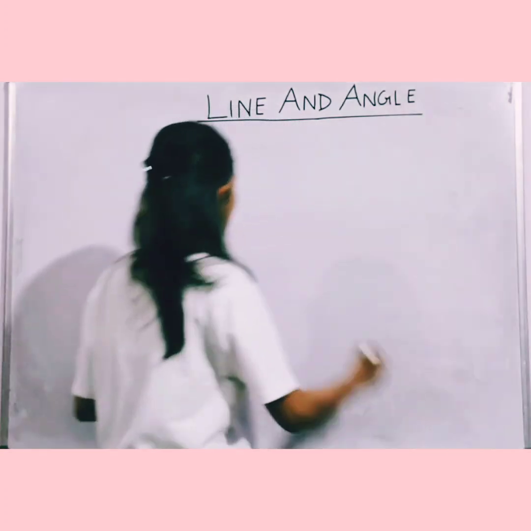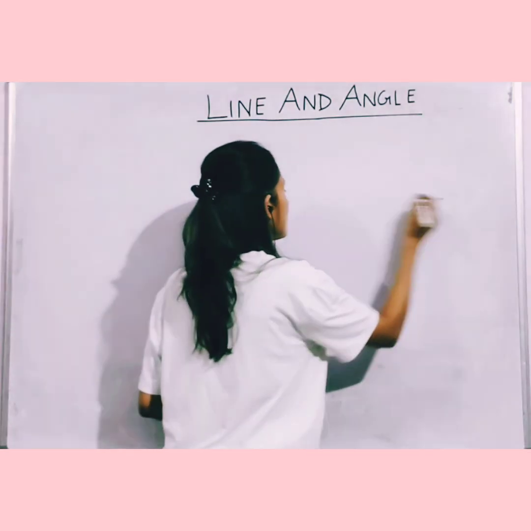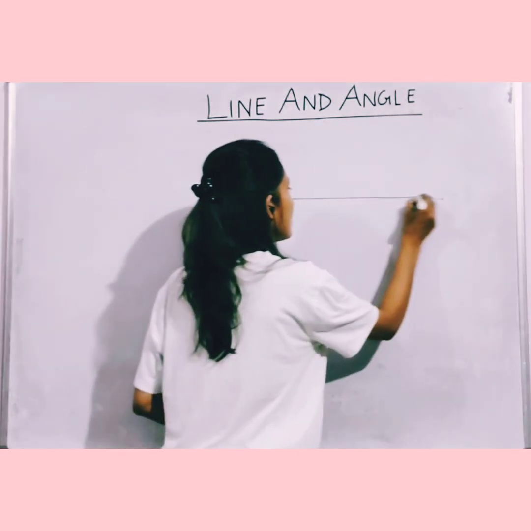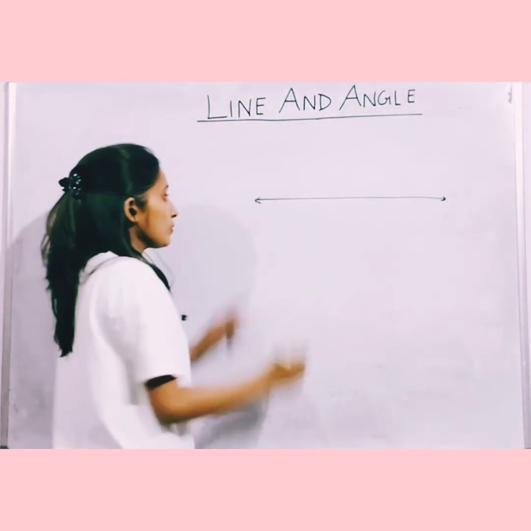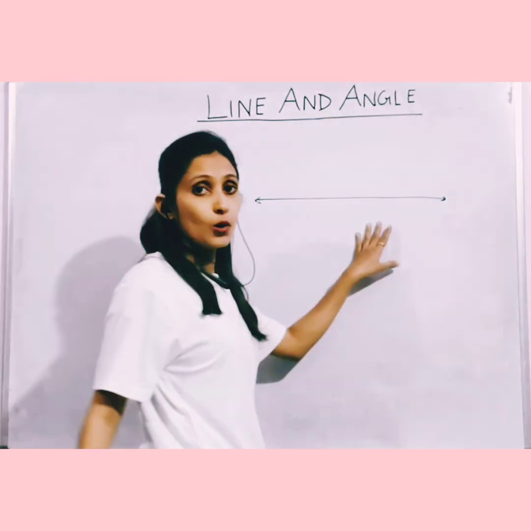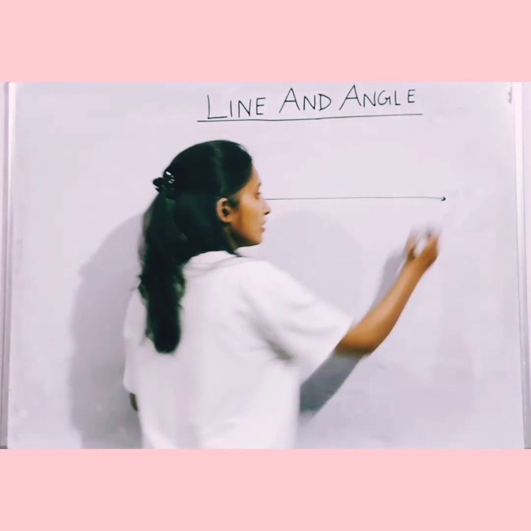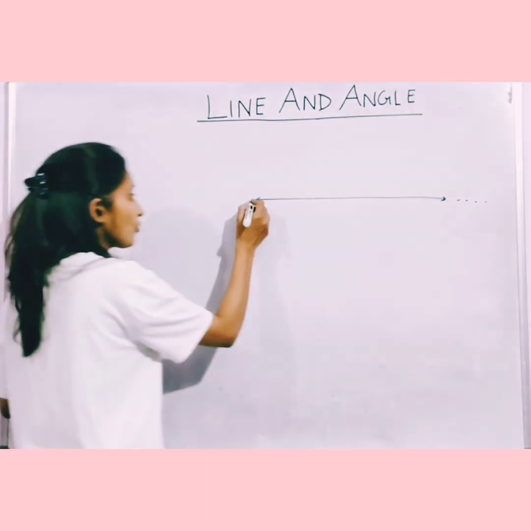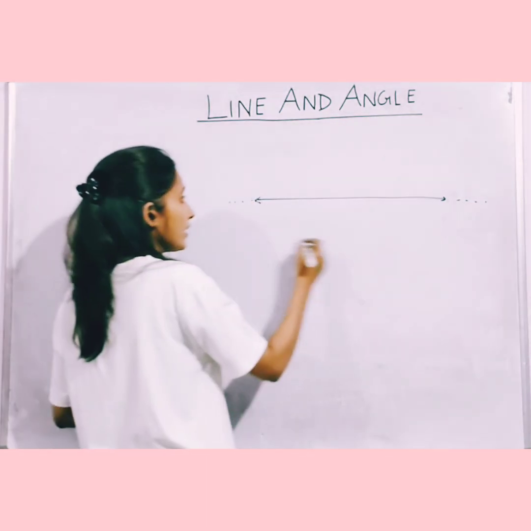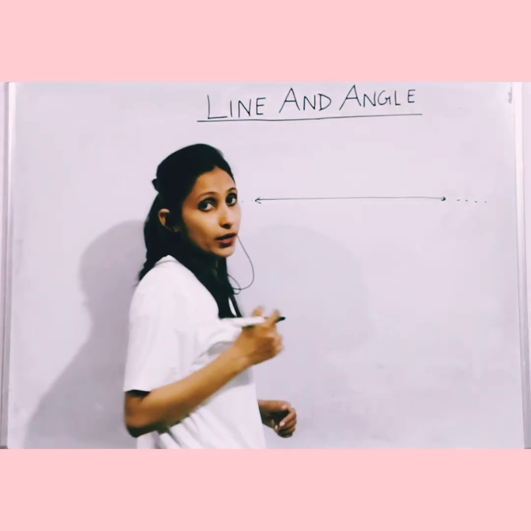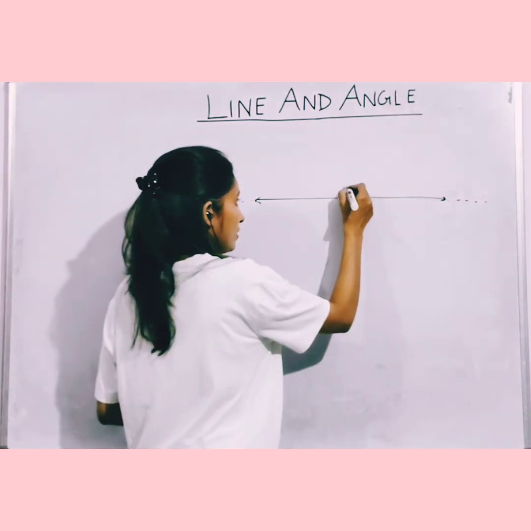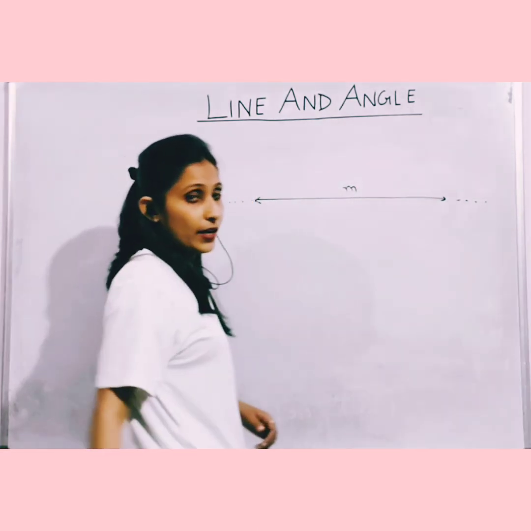Let's get started. So this is our line. The arrows here show that it does not have a fixed length. We can extend the line from both ends, right? We generally use small letters to represent a line. So let's say this is line M.